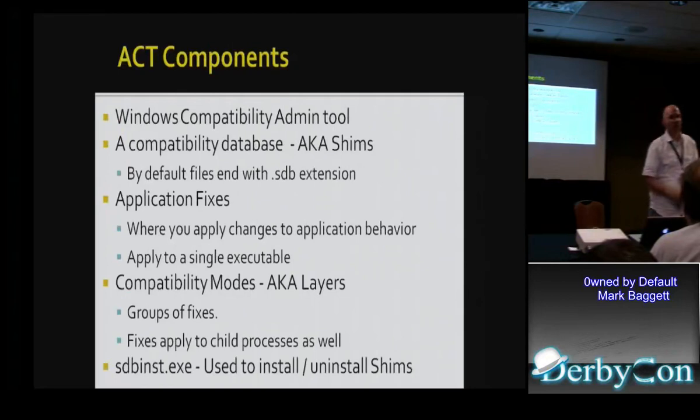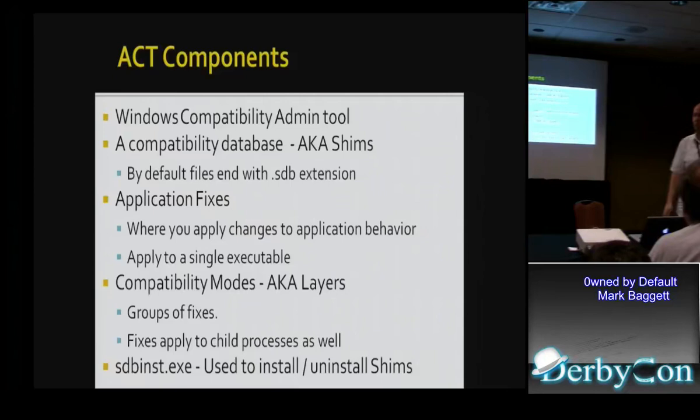All right, so this is what goes into the application compatibility toolkit. We've got the application compatibility administrator. We've got shims, which are just SDB files. They're configuration files that we create on, say, an attacker's machine, and then move to a target machine. The shims are made up of application fix-ups, which are tweaks that we make to registries, to DLLs, to the way things load, the way the program operates. You can group multiple fixes together into what's called a compatibility mode.